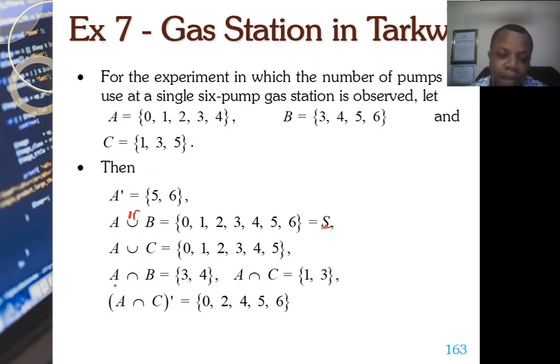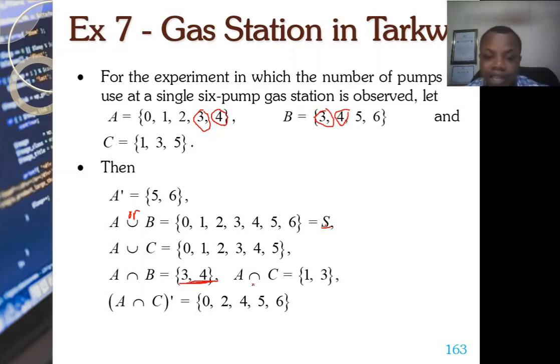Now let's look at A intersection B. With A intersection B, remember we are looking for things that they do have in common. So looking at A intersection B, A and B, what do they have in common? You can think about 3. We have 3 here. We also have 3 here. We also have 4 here. We also have 4 here. But the remaining cannot be found in both. So that is why we have 3 and 4 here. So the intersection is referring to what they do have in common.